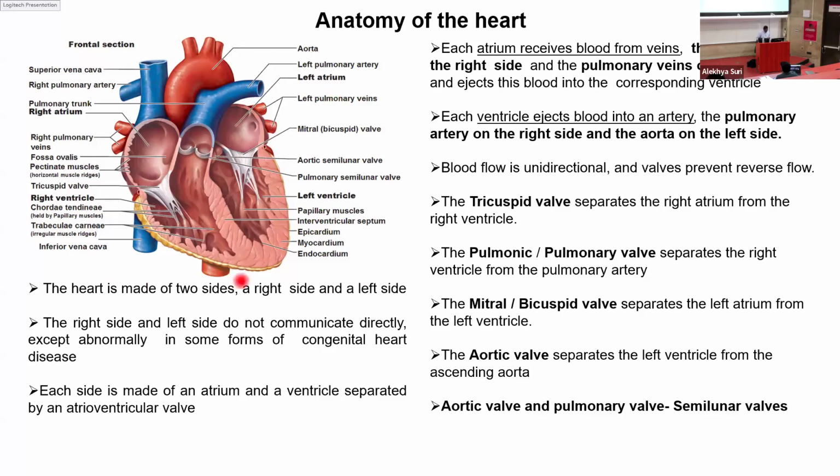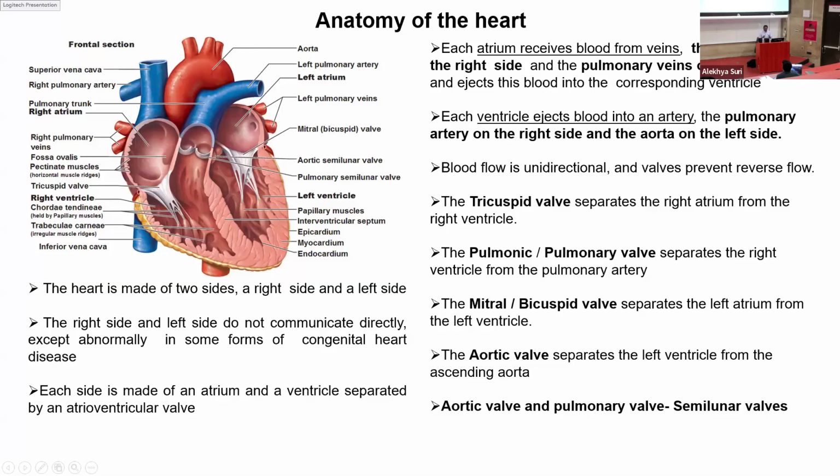And each side, as I said, is made of an atrium and a ventricle, and they are separated by valves. And so I'm going to give you the names of certain structures, the valves, which are very important with respect to cardiac pathology. So you should remember all these names for the exam point of view. And it's also very easy to remember these things.